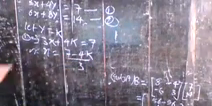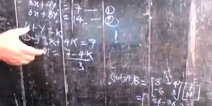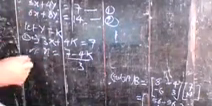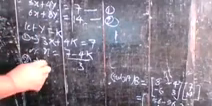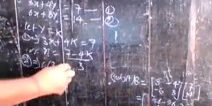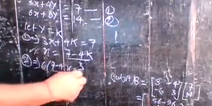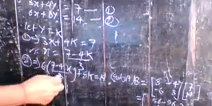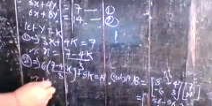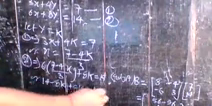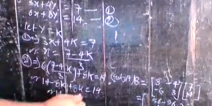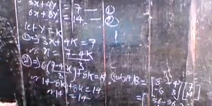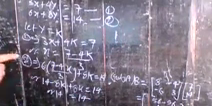Okay, now you have two values, x and y, in terms of k. Now putting these two values in the second equation: 6 into (7 minus 4k) divided by 3 plus 8k is equal to 14. Simplifying it, you have 14 minus 8k plus 8k is equal to 14, and finally 14 is equal to 14. So you see that the values of x and y satisfy the second equation.